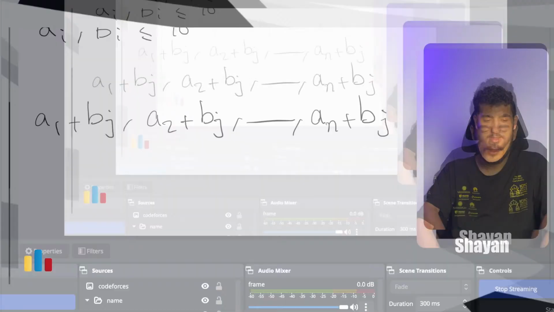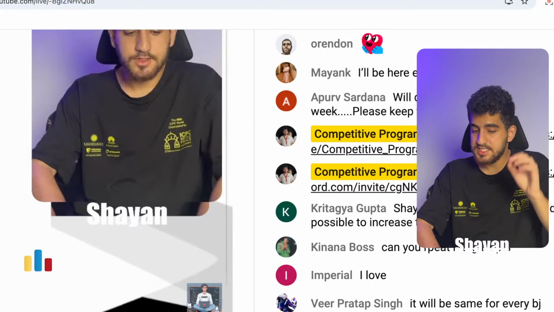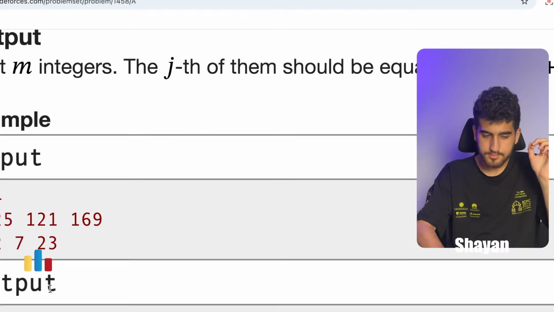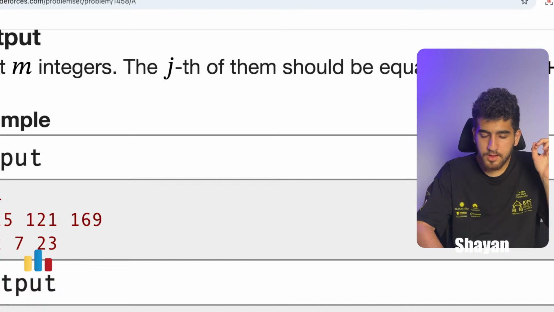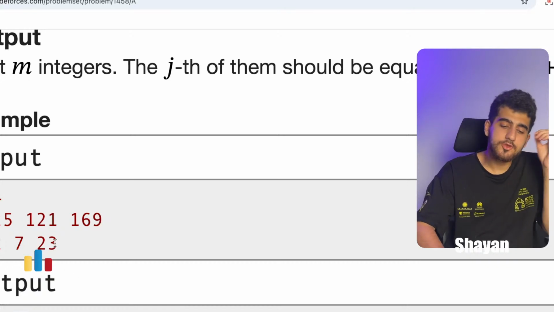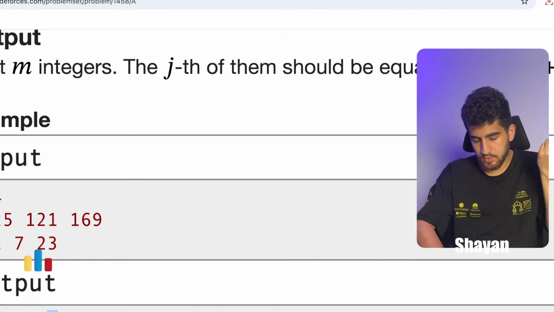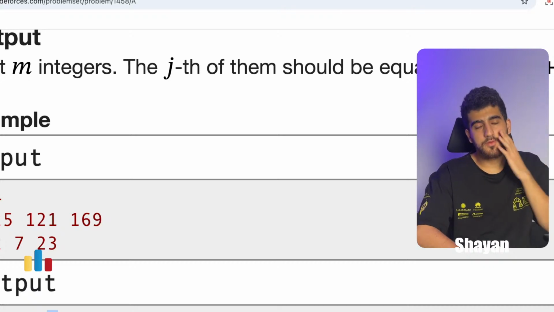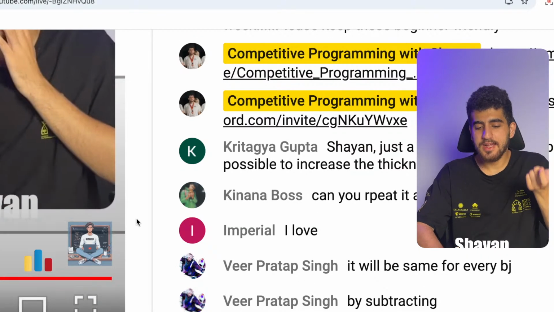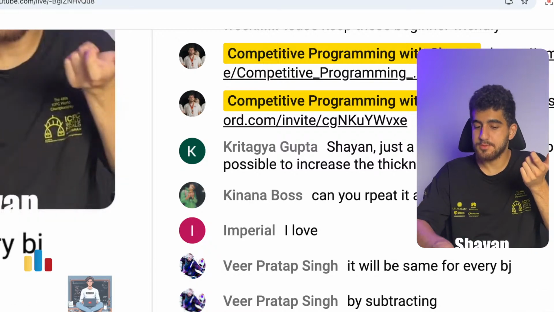This is one suggestion that we have, but the GCD will not be the same for all the bj's, because if you see it here, when you add 1 to all of them, the GCD will be 2. When you add 2 to all of them, the GCD will be 3. When you add 7, the GCD will be 8. When you add 23, the GCD will be 24. So the number will change, but something else can be very similar by subtracting.